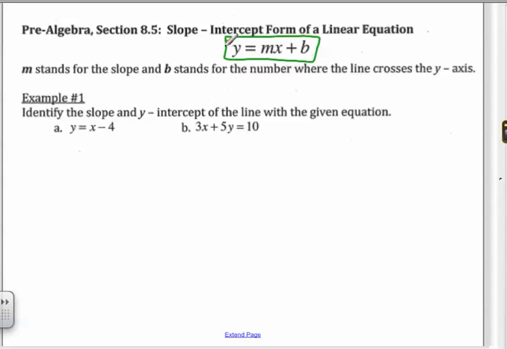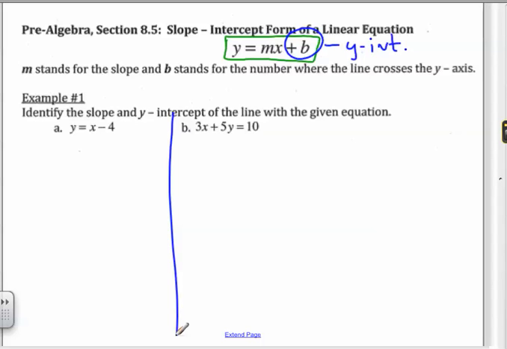B is where the line crosses the y-axis. It's called the y-intercept. Okay? I'll do it in a different color. B is called the y-intercept, and it's where the line, the graph, crosses the y-axis. Okay? Now let's look at this first one. Example 1 says, identify the slope and y-intercept of the line with the given equation.